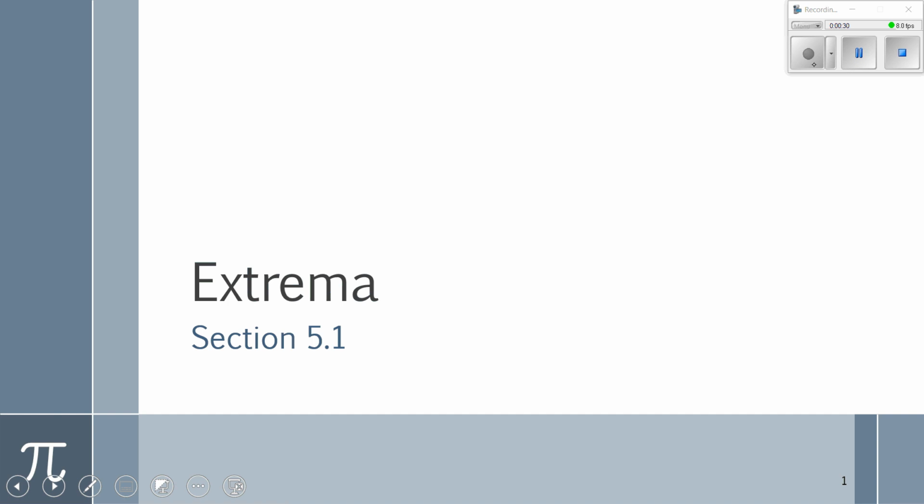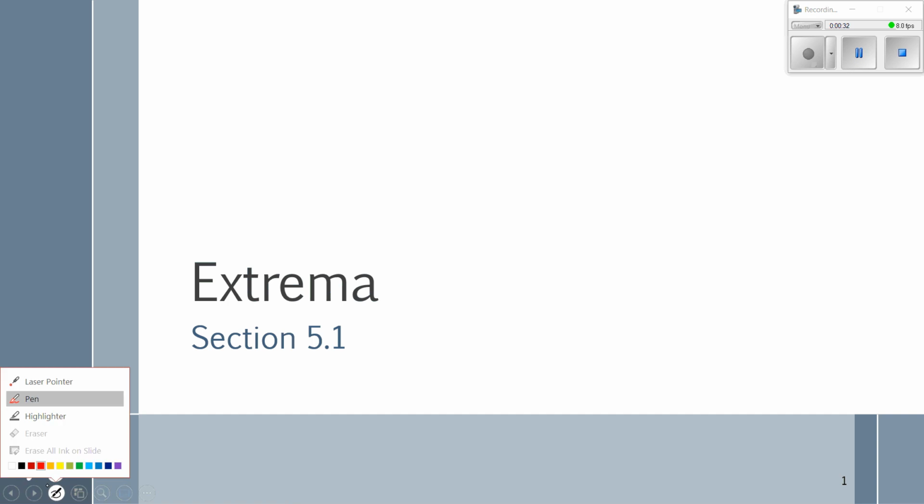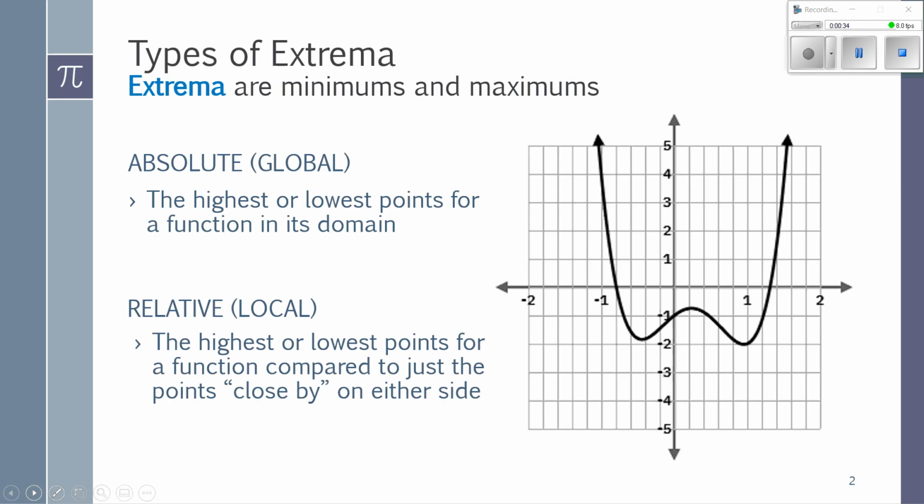So extrema are the minimums and the maximums. You can also say extremes rather than extrema for the plural. Minimum being the lows, maximums being the highs. But we actually have two types of minimums and two types of maximums because there are two types of extrema.